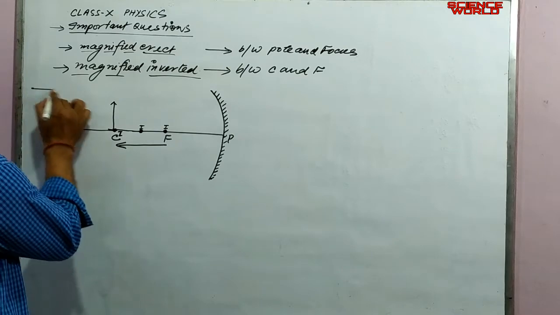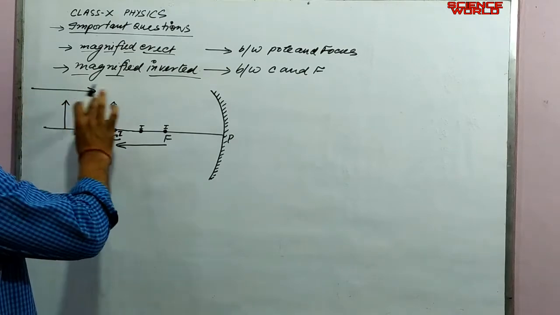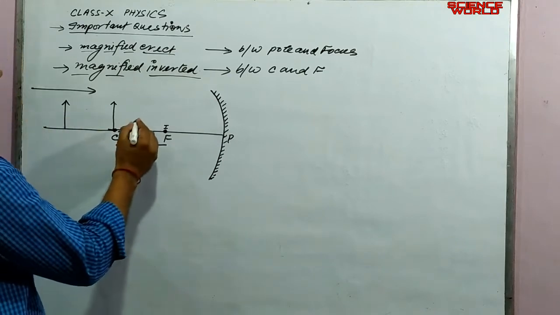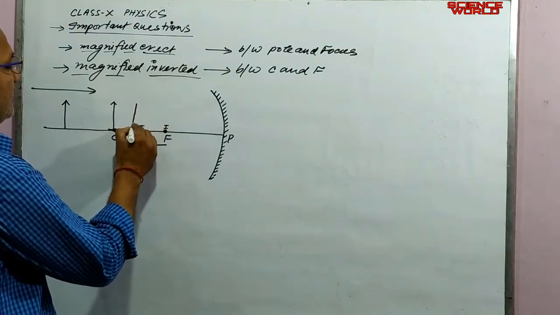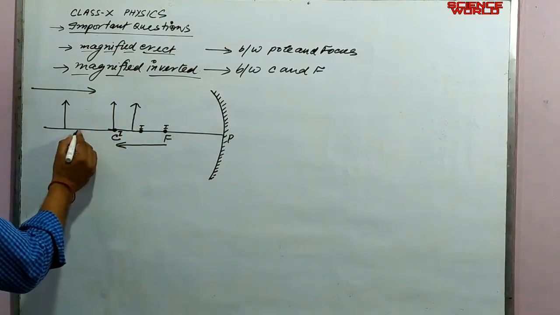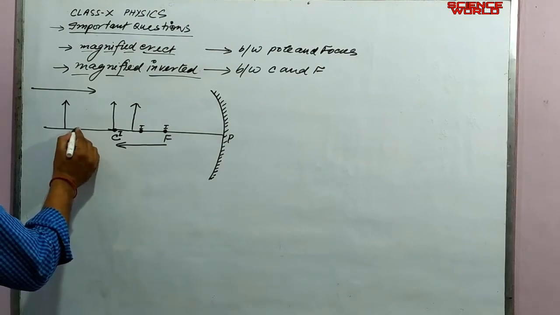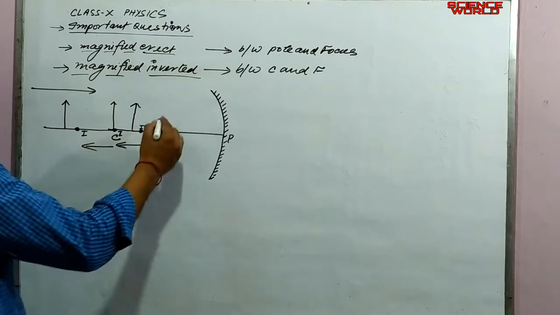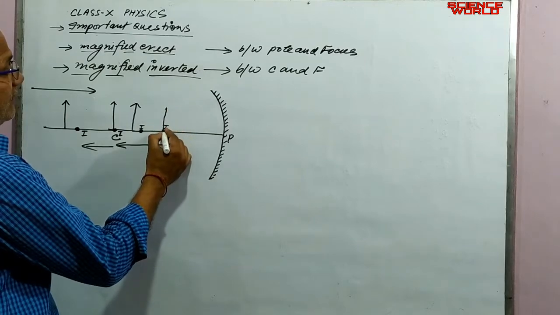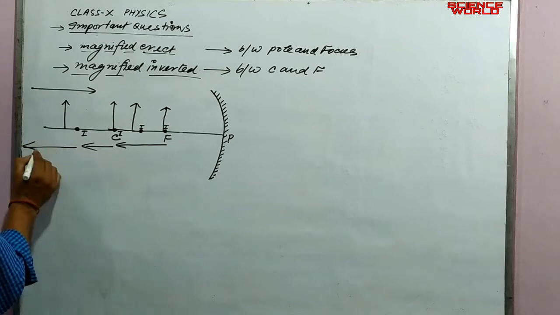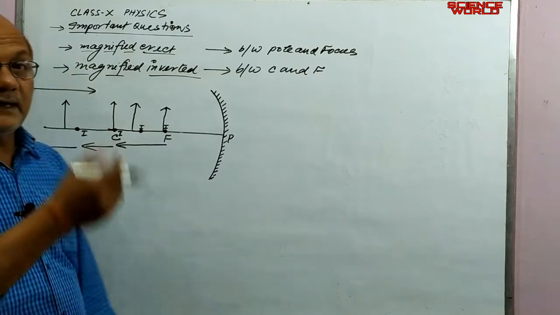The object is shifted toward the mirror. The image is moving away. And when the object is, suppose here, it is between C and F, the image will be beyond C, here will be the image. It means the object is again moving away. When the object is placed at focus, the image will be where? This image will be at infinity.